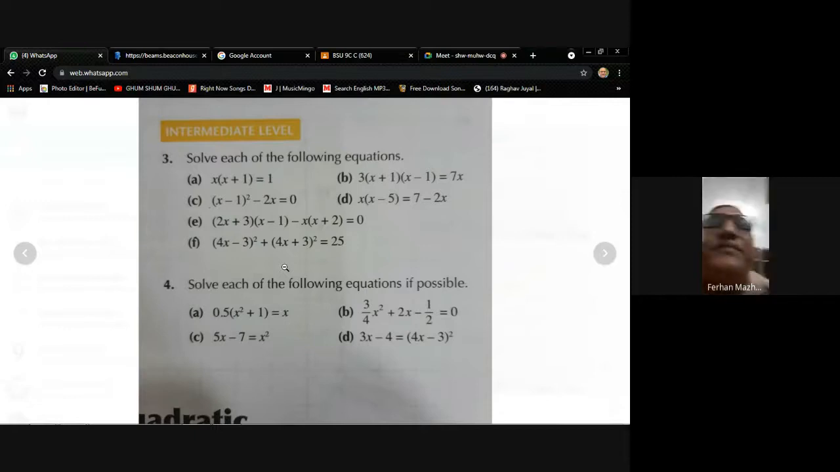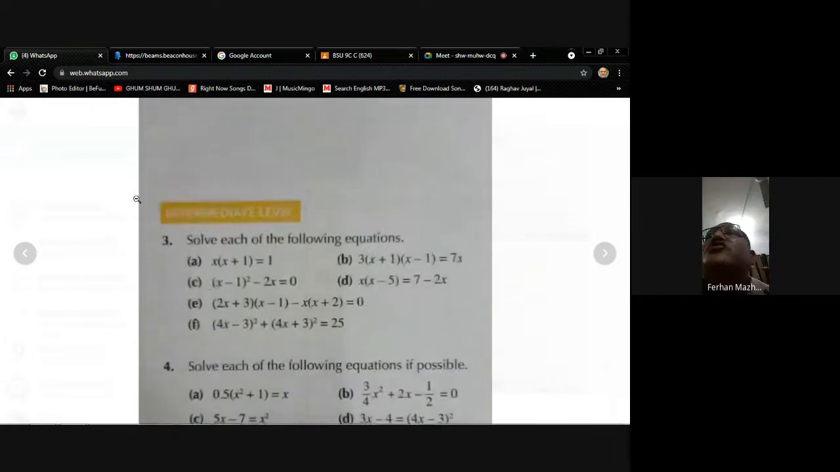For that purpose, I will open that whole square. This is like (a minus b) whole square equals a square minus 2ab plus b square.